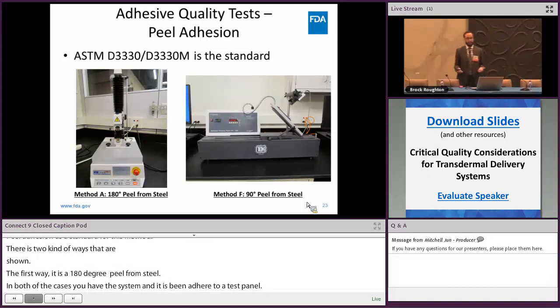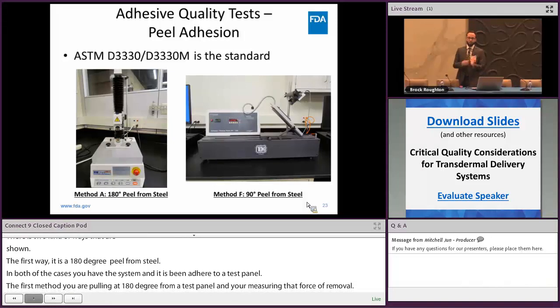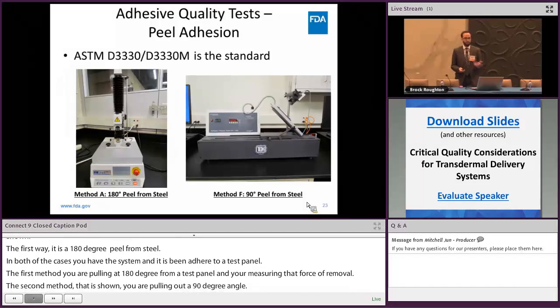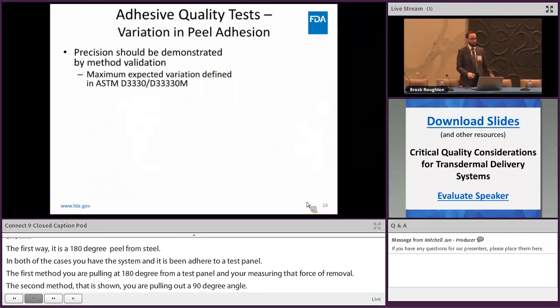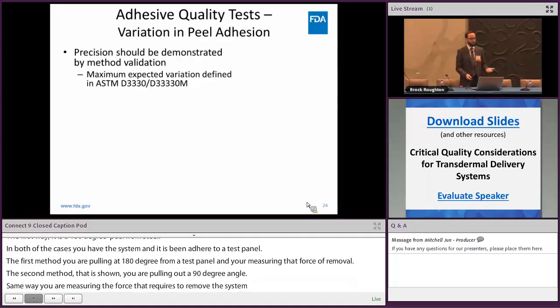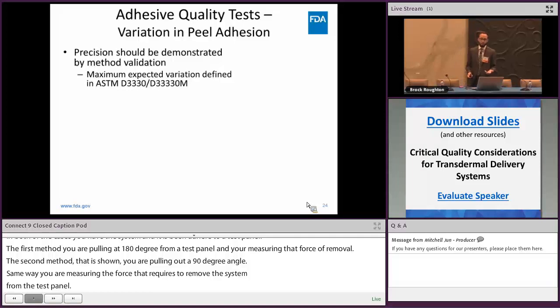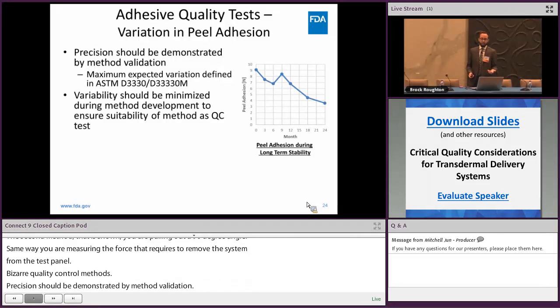And then in method F, that's shown on this Chem Instruments AR1000, then you are pulling at a 90-degree angle. Same way, you're measuring the force that it requires to remove the system from the test panel. So these are quality control methods, so precision should be demonstrated by method validation. And the maximum variation that you would expect to see is also discussed in that ASTM method. But variability, as much as possible, should be minimized as you develop the method to make sure this is a suitable quality control tool.